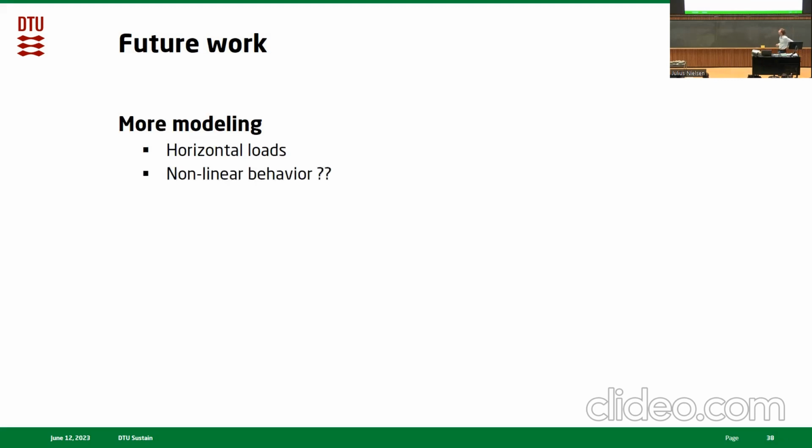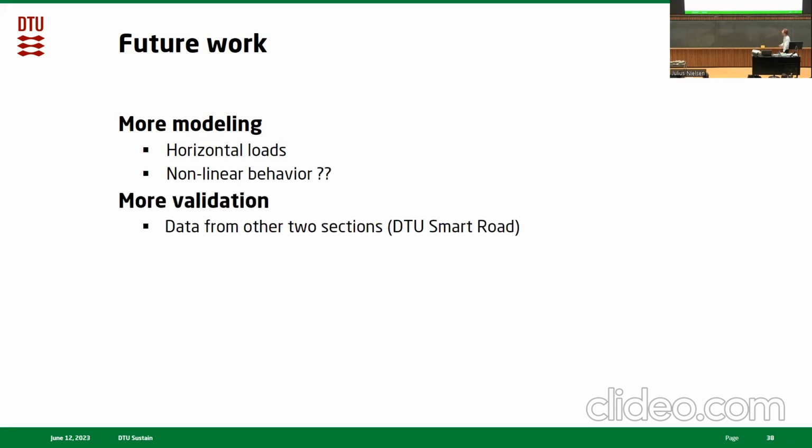In terms of future work, what we could improve on with this project is to do some more modeling, add some features for, let's say, horizontal loading, so we can also model how the grid can improve types of damage that are associated with braking. There's also one important thing to look into, which is how to include non-linear behavior. I put some question marks because I don't think people know how to do this in layered elastic theory. We can also do more validation.